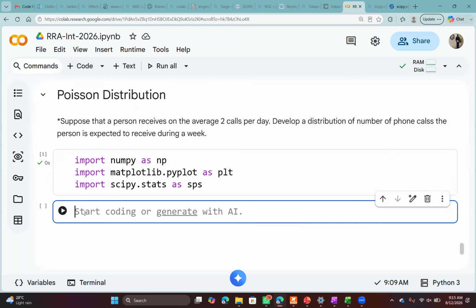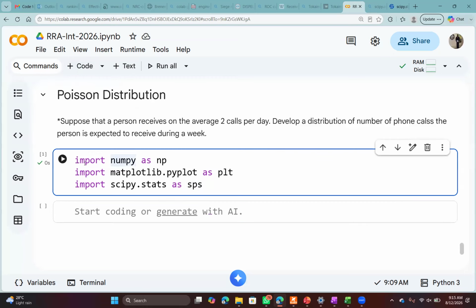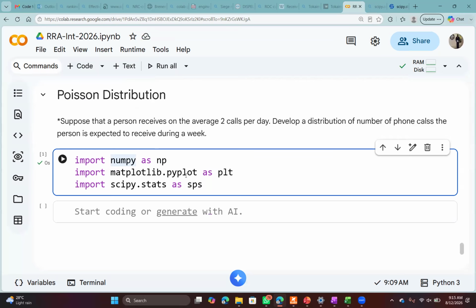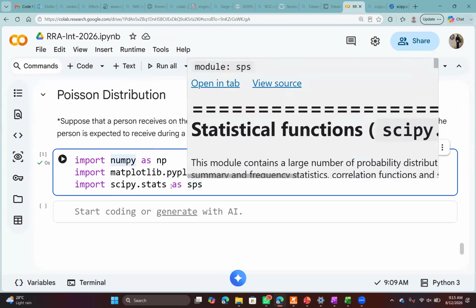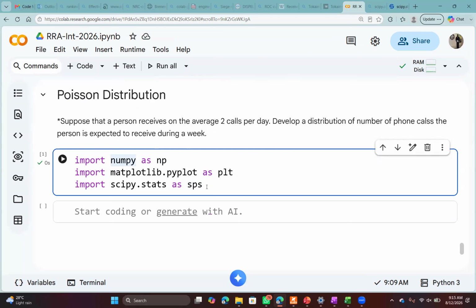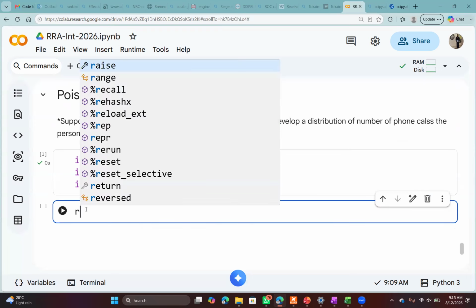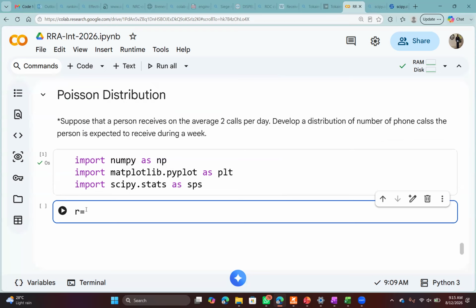So in the code part, in the first cell, I have imported the essential libraries, NumPy for creating vector, matplotlib.pyplot as PLT for plotting, and scipy.stats as SPS, that is to call the Poisson distribution function. So the variable R is going to be discrete variable.